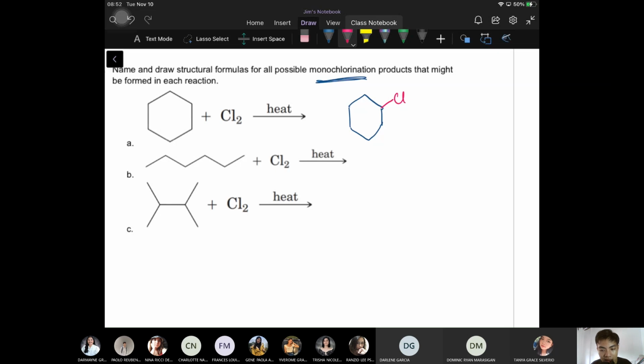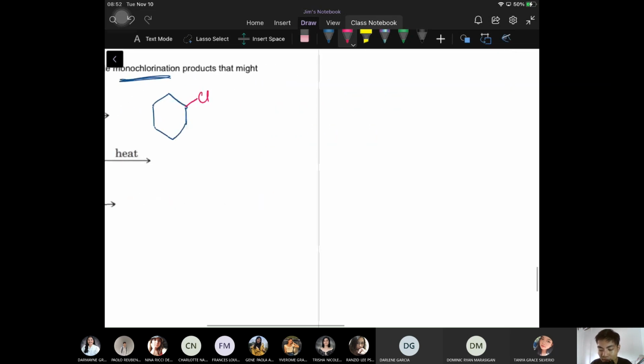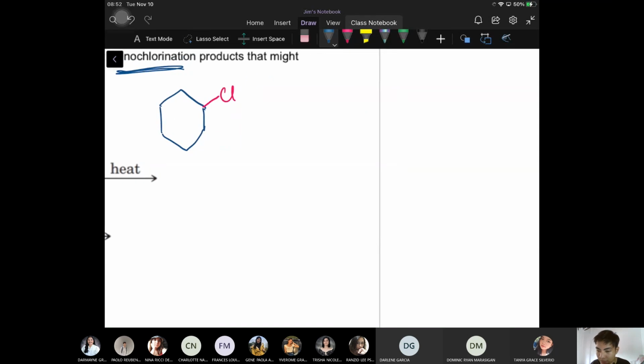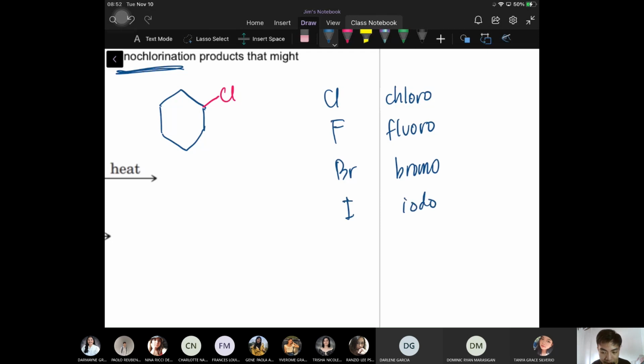Ngayon, papangalanan natin yan. So, paano tayo nagpapangalan? So, madali lang yung pagpangalan. Basically, it follows the same rules as our alkanes. Ang nadagdag lang sa atin ay yung substituent na chlorine. So, ano tawag sa substituent na halogen? Kapag chlorine, pangalan yan ay chloro. Kapag F, yan ay fluoro. Kapag Br, yan ay bromo. Kapag I, yan ay iodo. So, yun yung mga pangalan ng substituents based on the halogen atoms.